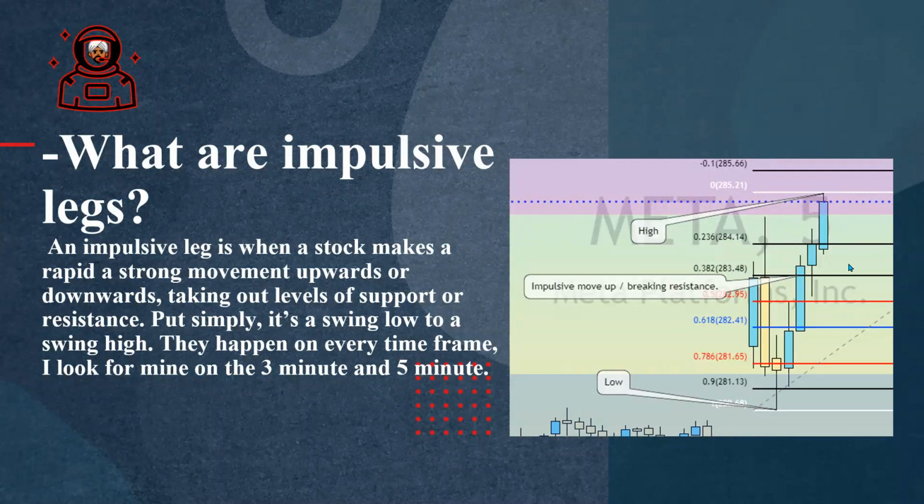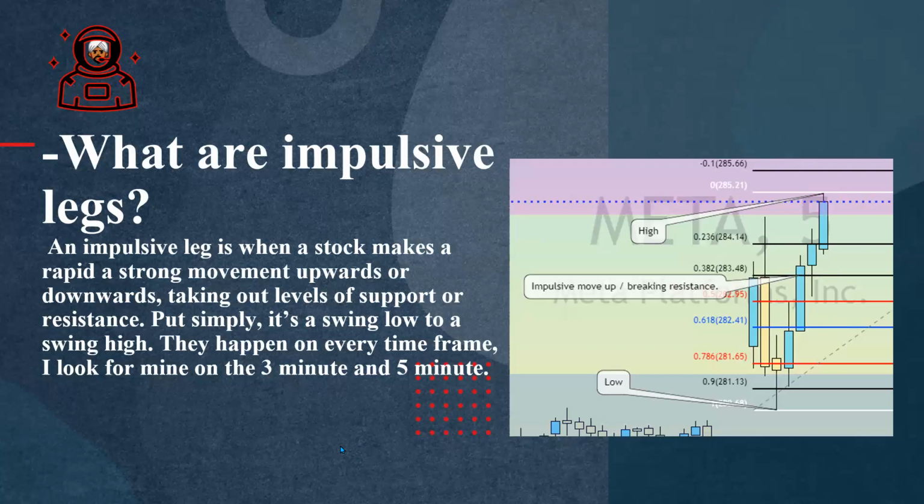I mean, put simply, I know we can call them impulsive legs, but really they're just a swing low to a swing high. They're just the range you're playing. Here's the swing low, here's the swing high. That's what it is in layman's terms. I look at the 3 minute and the 5 minute. If you guys see me trade, I have the 3 minute and the 5 minute up side by side. So I'll draw them on the 3 minute, but I'll confirm them on the 5 minute to make sure that it's still an impulsive move.